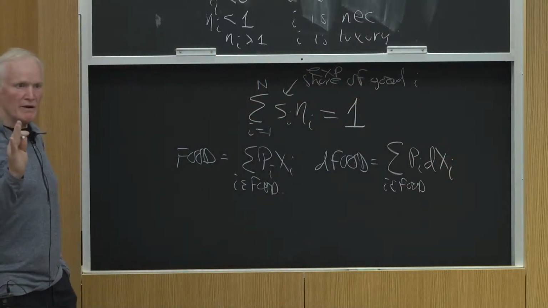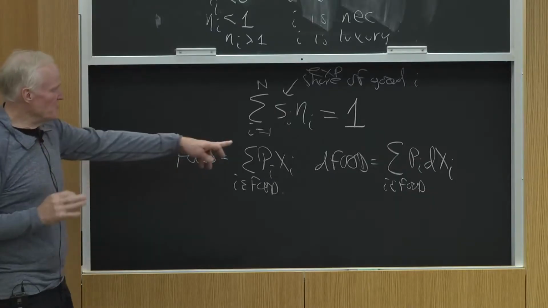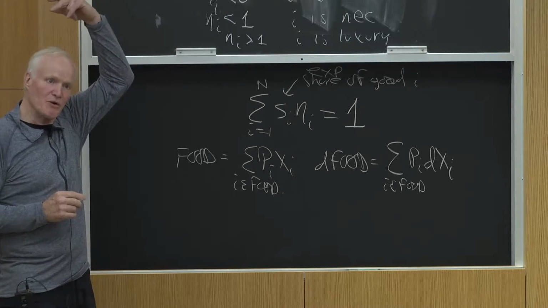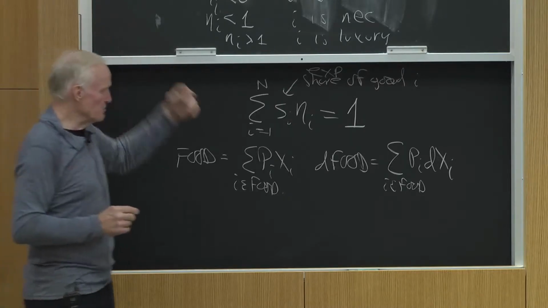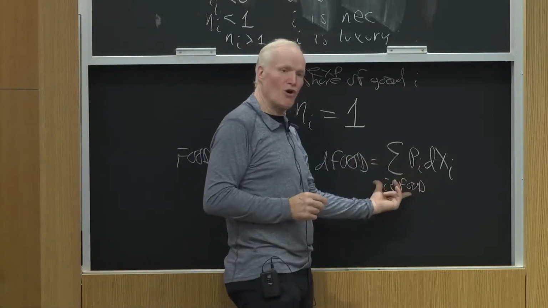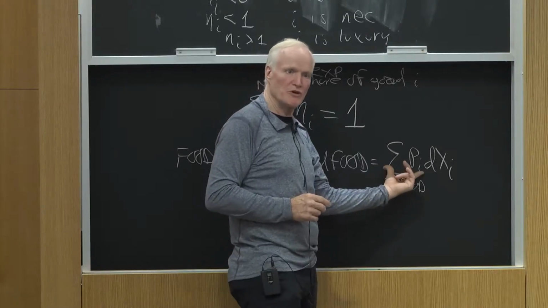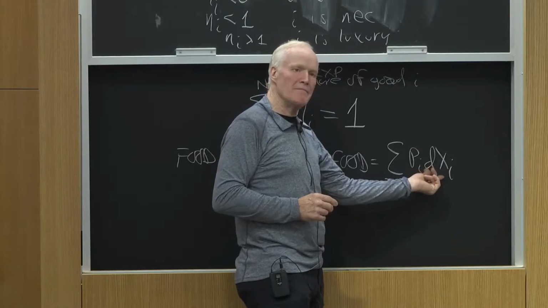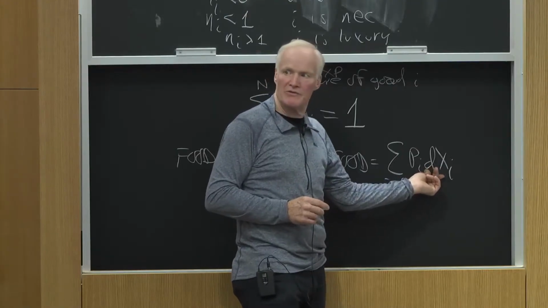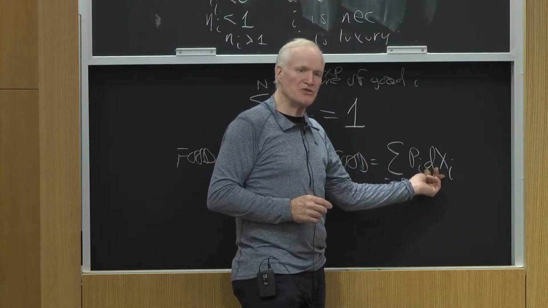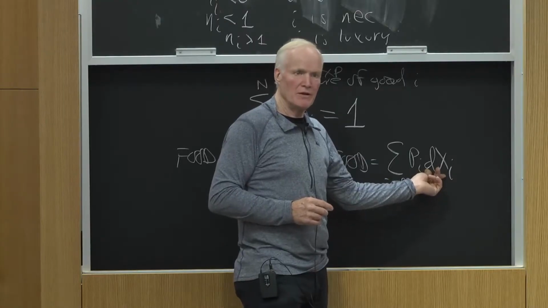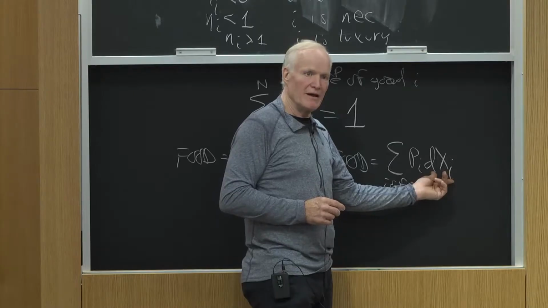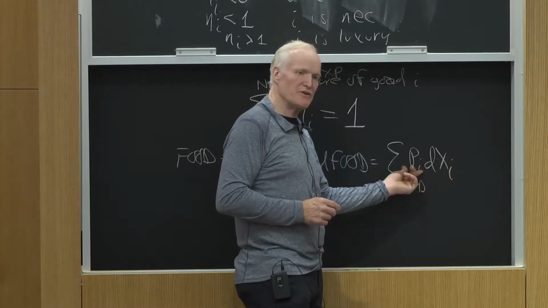What's important, and you can see this formula bears a strong resemblance to the formula I put on the board before, because it was the sum of P_i dX_i over all goods. This is just over the food goods. And it says, well, I'm not going to measure this thing in calories. I'm not going to measure this thing in pounds. I'm not going to measure it in some units like taste. I'm going to measure it by weighting the different goods by the P_i.